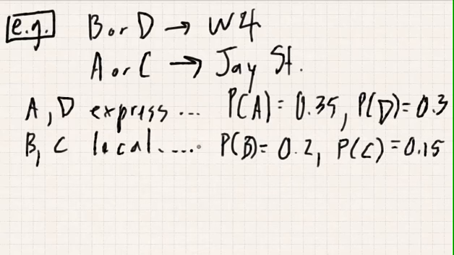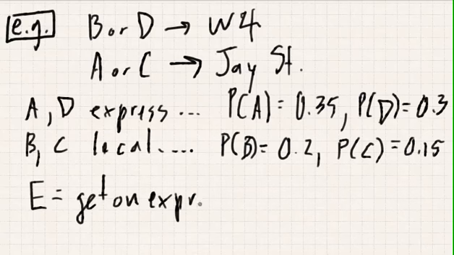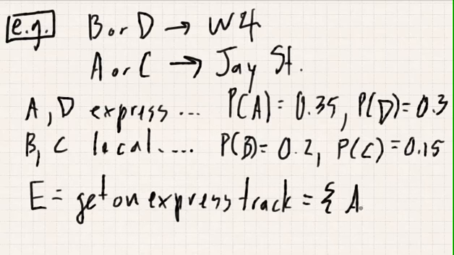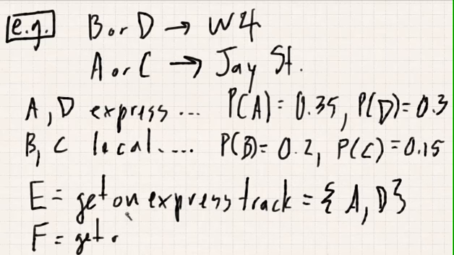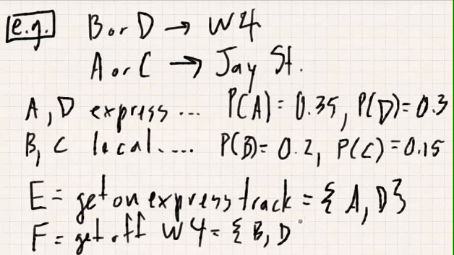So let's ask a question. Let's say that E is the event that I get on the express train, or get on the express track. So that means that this is A, D, and let's let F be the event that I get off at West 4th Street, which is going to be B, D.